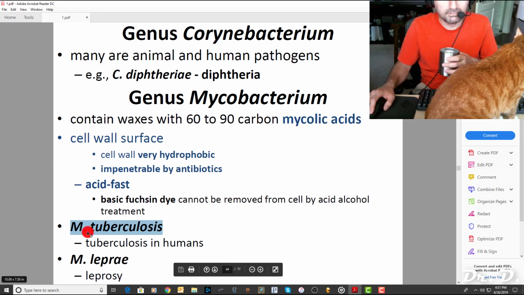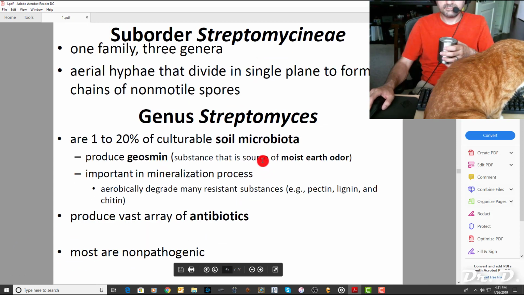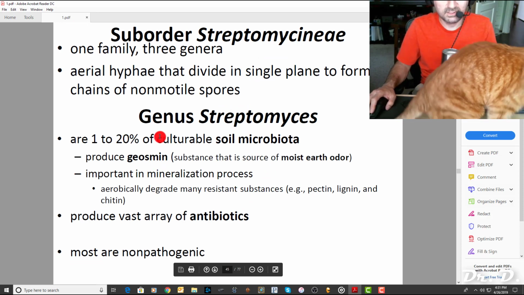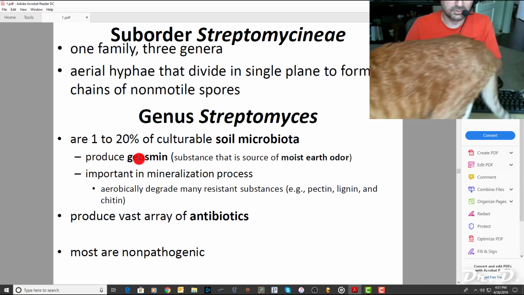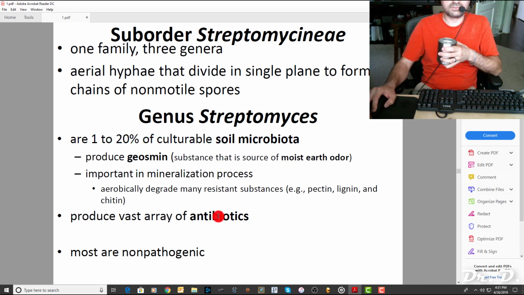I want to know that Mycobacterium leprae causes leprosy. Okay. With regard to Streptomyces, I want to know that they are responsible for that earthy smell after it rains because of the geosmin they produce. I want to know that they make up a lot of the soil microbiota, and they're a huge source of antibiotics.